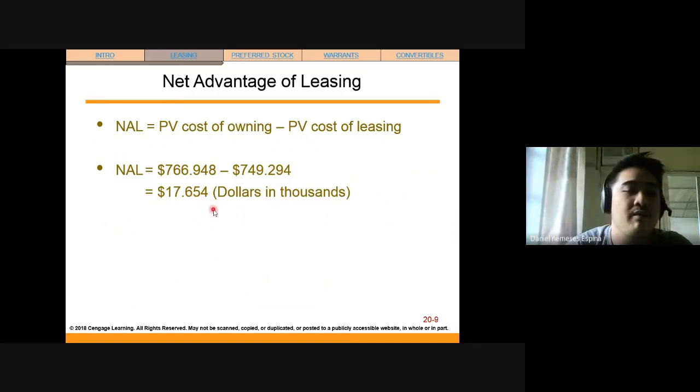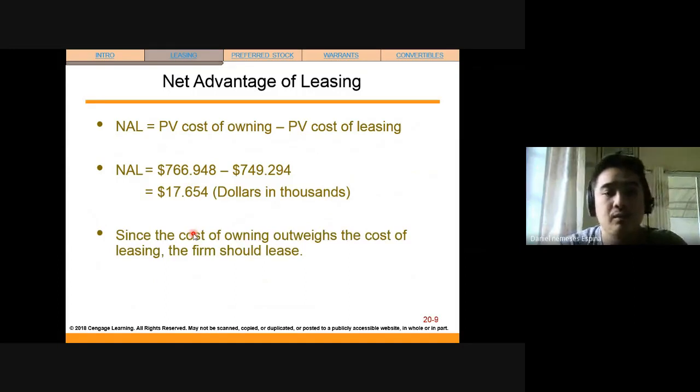So we can save 17,654 if we rent instead of buying the asset. So since the cost of owning outweighs the cost of leasing, therefore the firm should lease.